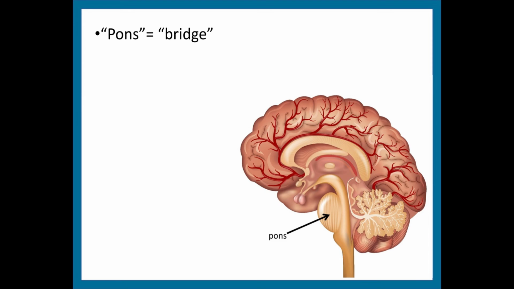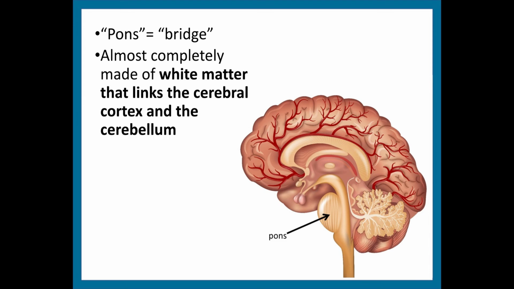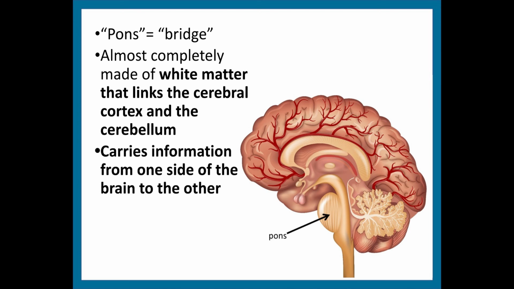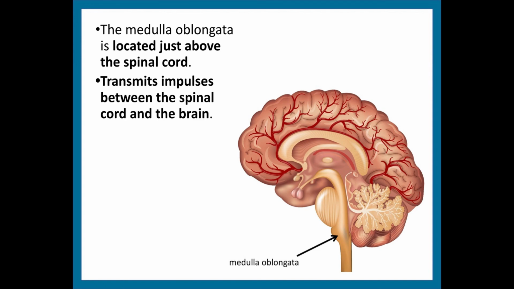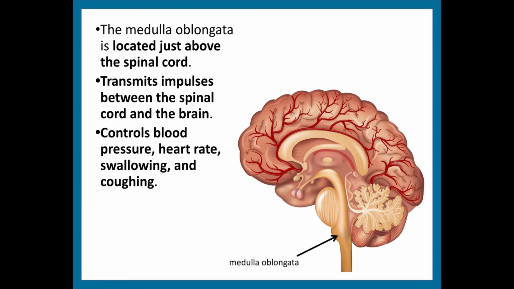The pons means bridge, and it's almost completely made up of white matter that links the cerebral cortex and the cerebellum, and it carries information from one side of the brain to the other. It's the central control of your breathing. The medulla oblongata is located just above the spinal cord. It transmits impulses between the spinal cord and the brain, and it controls blood pressure, heart rate, swallowing, and coughing.